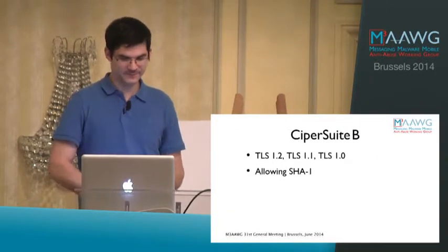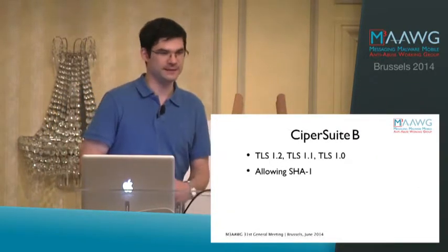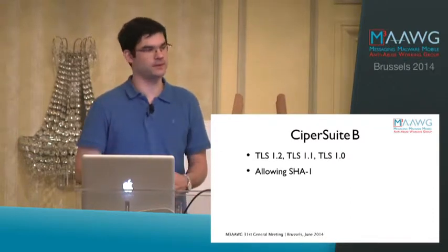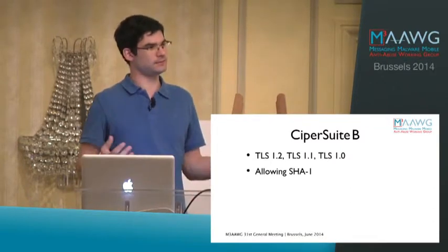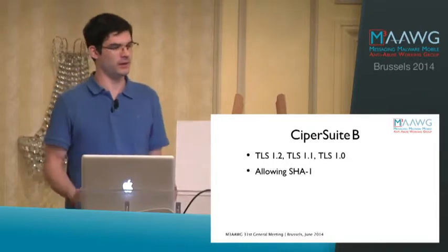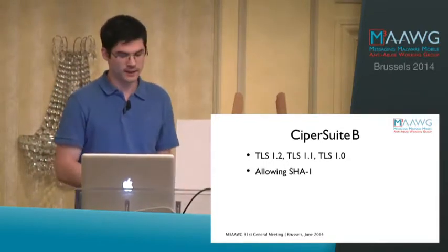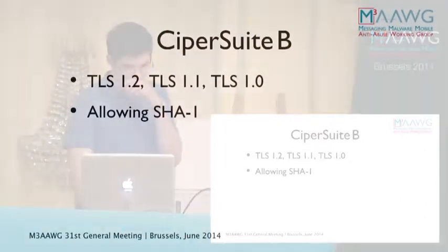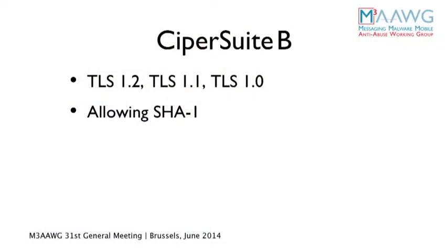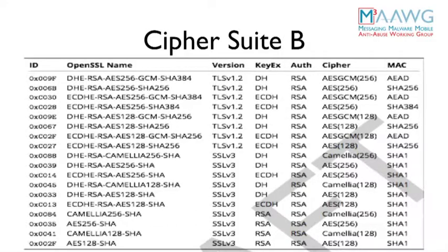If you go to B, then we extend it by adding TLS 1.1 and TLS 1.0 to increase compatibility with clients, so software clients, and we allow SHA-1. Basically, why do we use SHA-1? It's because most certificates are still using SHA-1, and if you remove SHA-1, you have problems with certificates. Then the cipher suite, I'm sure it's probably difficult to read. You see it's longer, and new algorithms come in here.